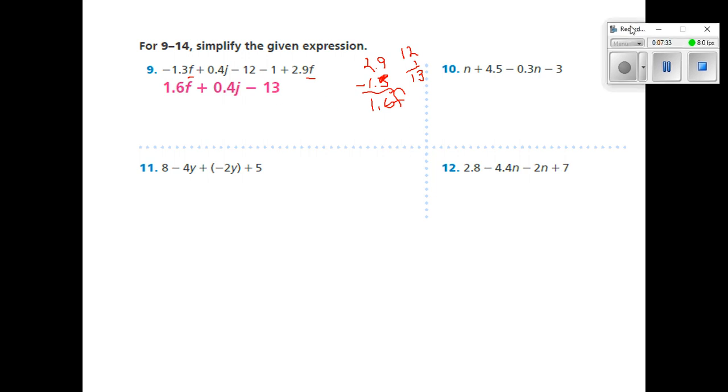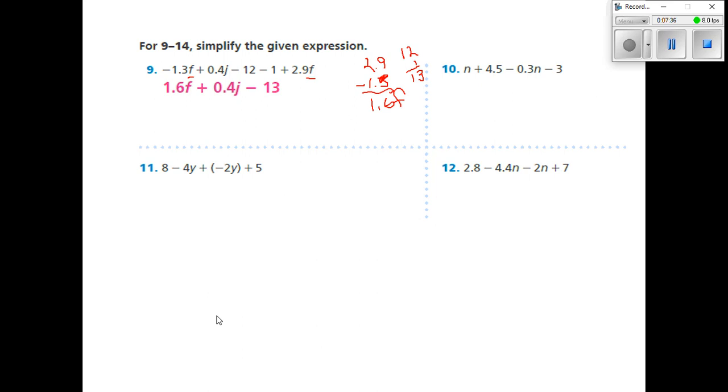Number 10 is next. Number 10 says n plus 4.5 minus 0.3n minus 3. So again, we're going to take our like terms, and we see that we've got n and a negative 0.3n. Remember, there's always a 1 in front of my n. So this is really 1.0 minus 0.3, and that would be 0.7n. And then we have 4.5 minus 3. Well, that's going to be big number minus small number. That's going to be 1.5. So my answer should be 0.7n plus 1.5.